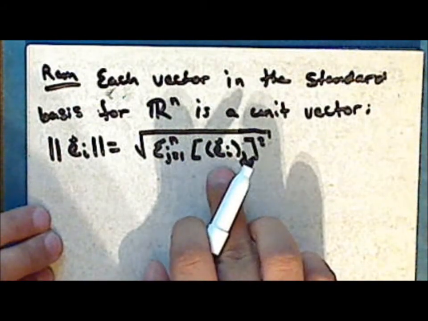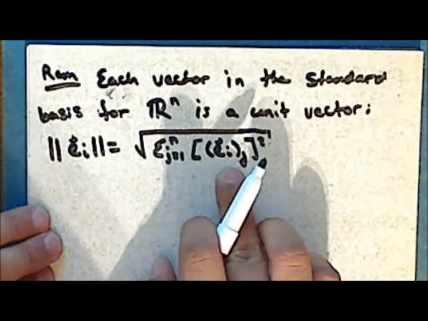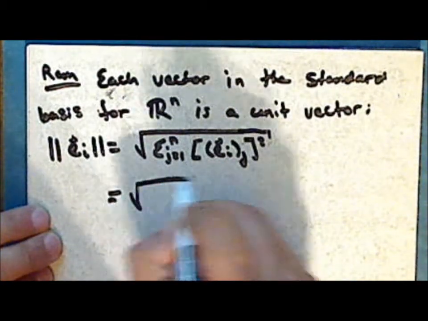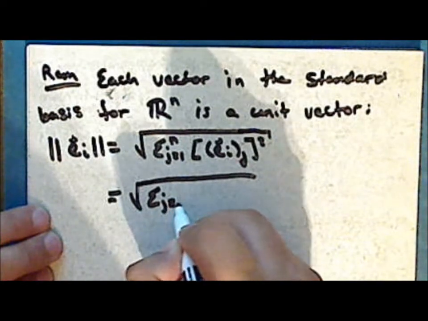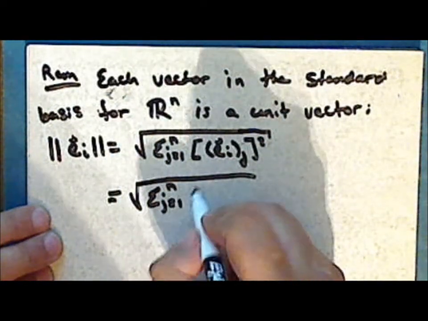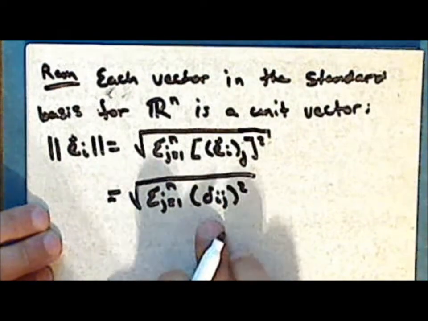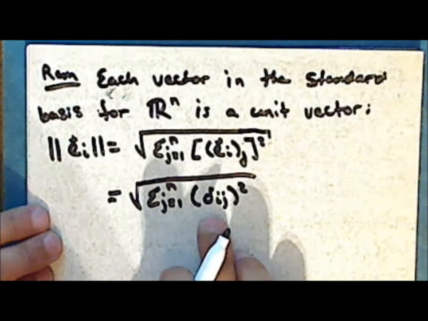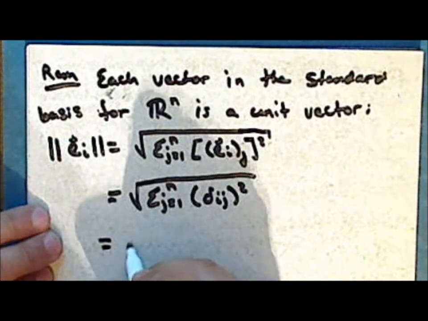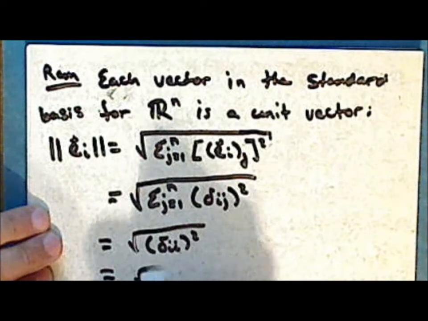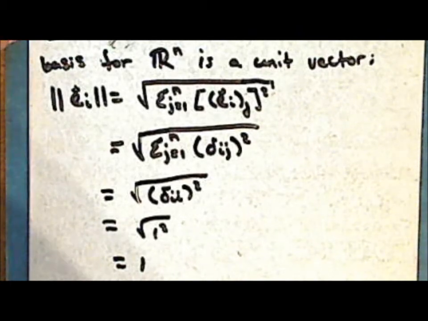Now the components in the vector e sub i are identical to the Kronecker delta with indices i, j, and so this is the square root of the sum over the index j from 1 to n of the square of the Kronecker delta with indices i, j. The only non-zero term is when the two indices are the same. So this is the square root of delta ii squared. That is the square root of 1 squared, which is 1. So every vector in the standard basis for n-dimensional real space is a unit vector.